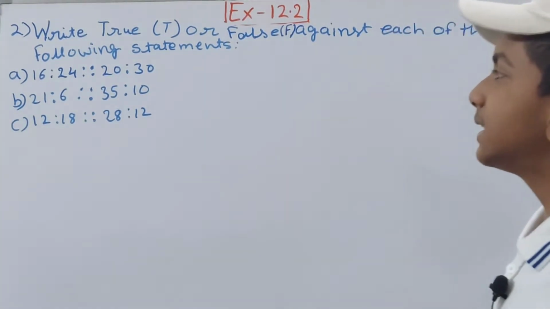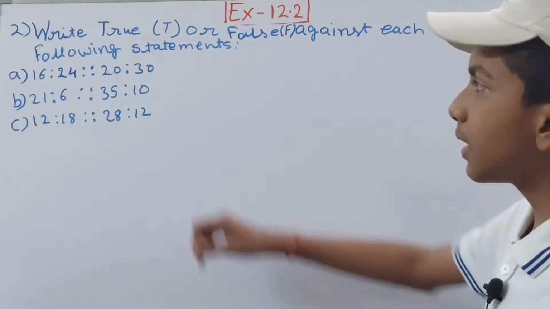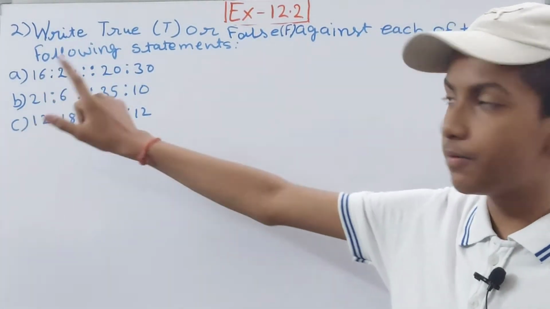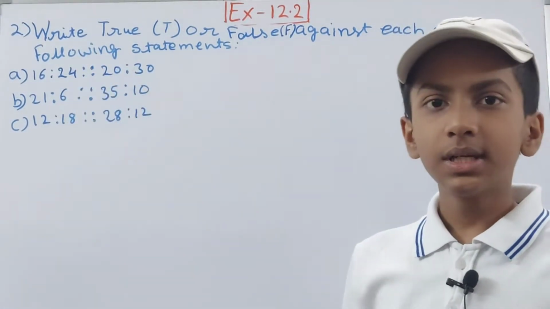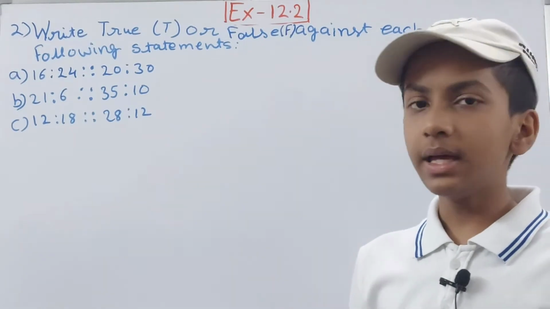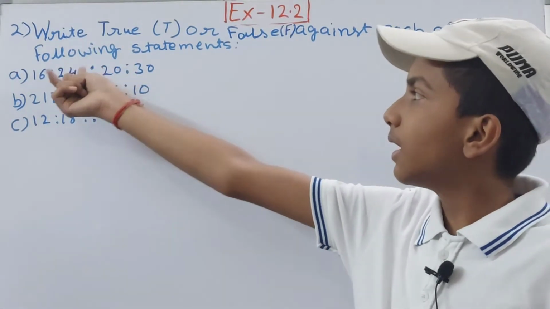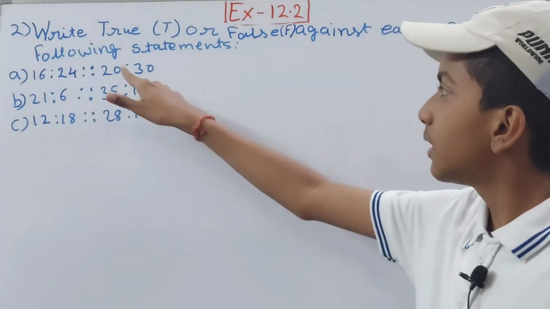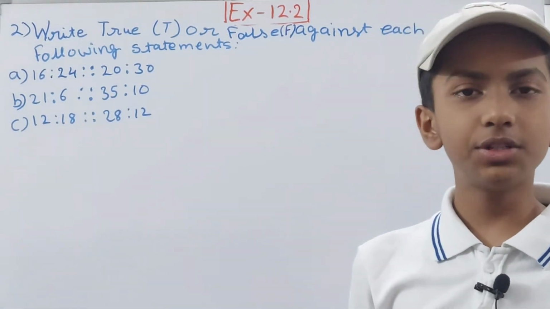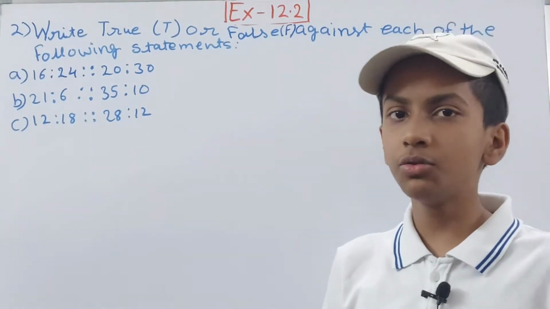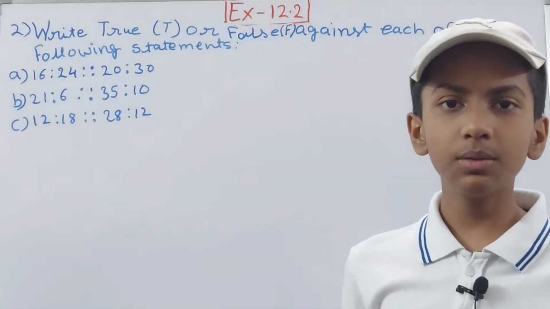So first statement, 16 is to 24 as 20 is to 30. You can see these two ratios, 16 is to 24 and 20 is to 30. It is saying that these two are in proportion. Now how will we check that? We will simplify them. First of all, convert each ratio into a fraction. Convert 16 is to 24 into a fraction, and 20 is to 30 into a fraction. Then simplify them and see if you get the same ratio. If you get the same ratio, then the statement is true. If you don't get the same ratio, then the statement is false and the numbers are not in proportion.